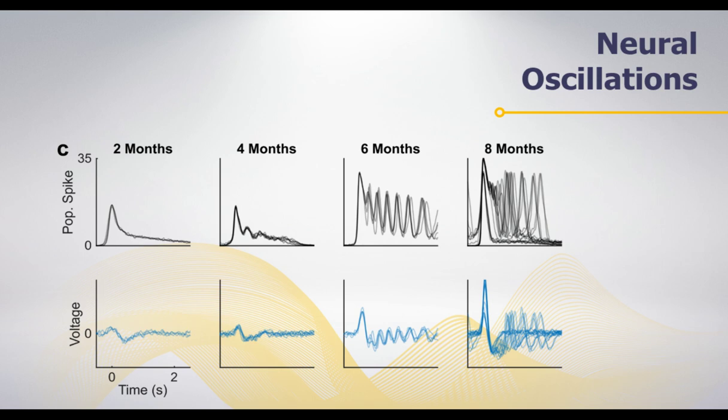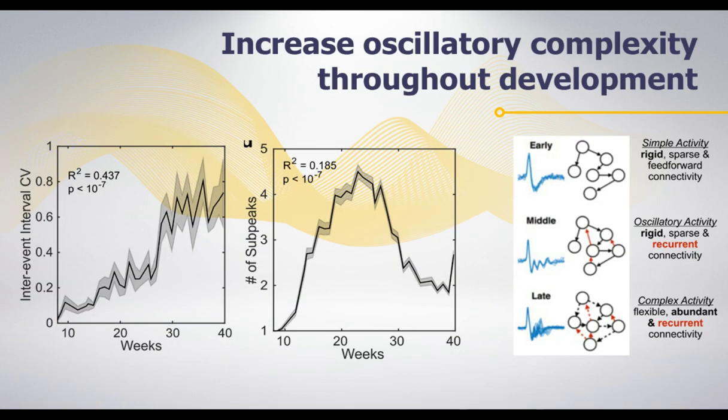In 6 months, there is no question that you have regular oscillatory activity in these brain organoids. And by 8 months, what we see is that those oscillations become quite irregular. And we see even what we call a rebound effect of these oscillations, where they seem to start to overlap. So we can quantify all of that.